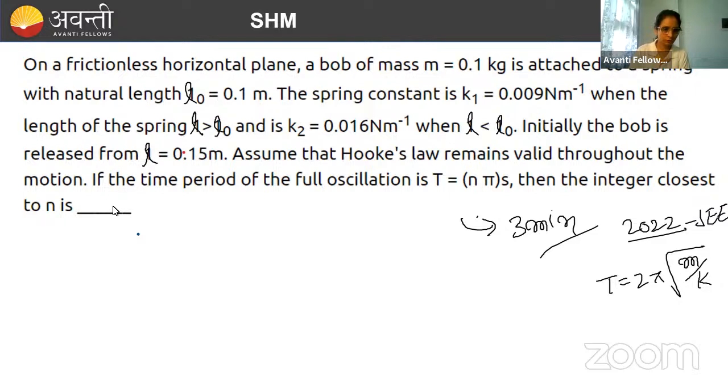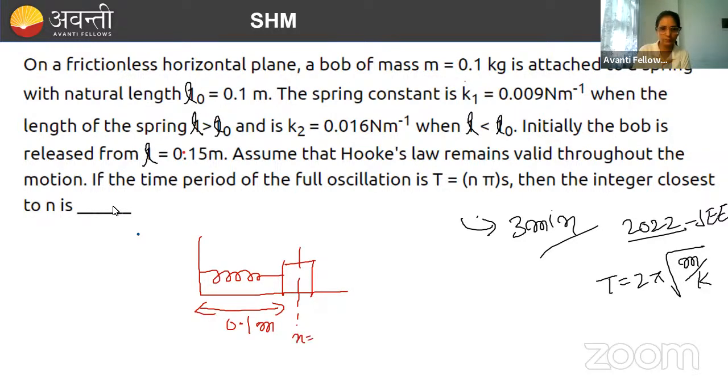You should have done this question, yeah? What happened? What is the question? On a frictionless horizontal plane, a bob of mass 0.1 kg, horizontal plane it is talking about. So let's say this is the horizontal plane, and on this plane a bob of mass 0.1 kg is attached to a spring with natural length. Suppose we take something like this. This bob is attached with a spring. Its natural length is how much? Let's take this as the equilibrium position. So this will be the natural length, and this is equal to 0.1 meter. This is the equilibrium position.